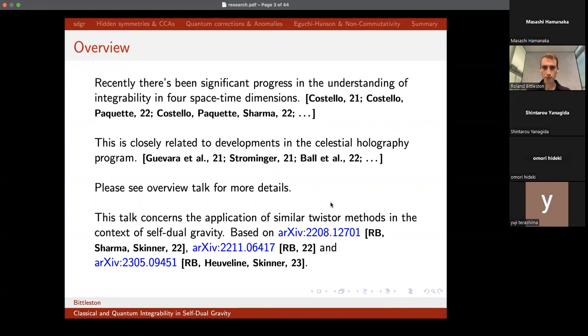based on a series of papers, two from last year. One was written with Atul Sharma, who's at Harvard, and Dave Skinner, who's at Cambridge, and a paper I wrote myself, which followed on from that. And then this year, we have a paper that came out very recently, again with Dave and with his student Simon.